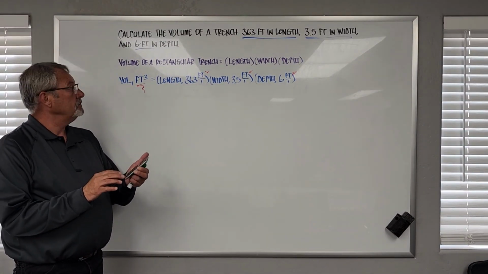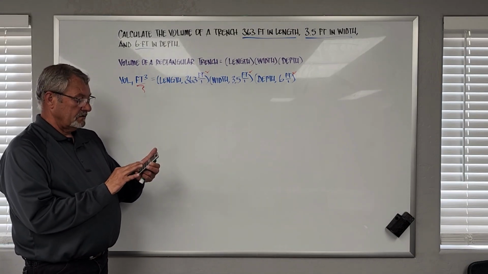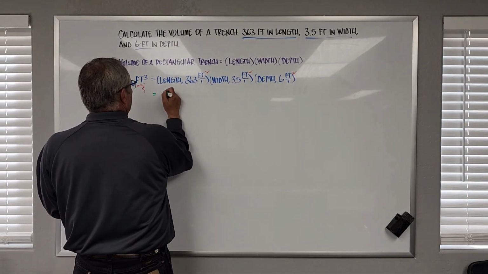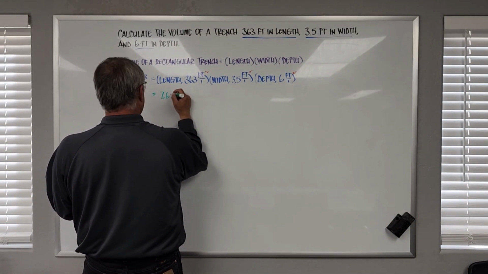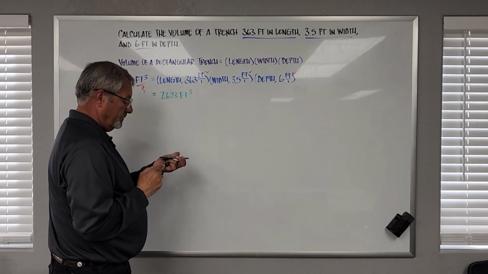363 times 3.5 times 6 equals 7,623 cubic feet. Does everybody agree with that?